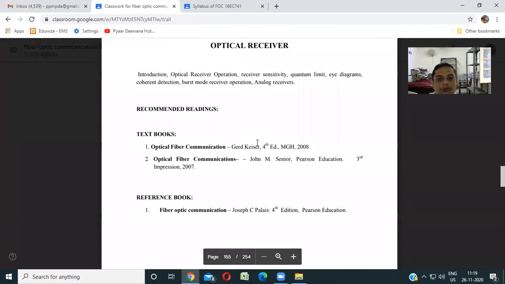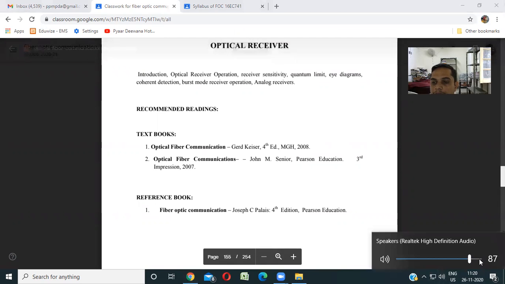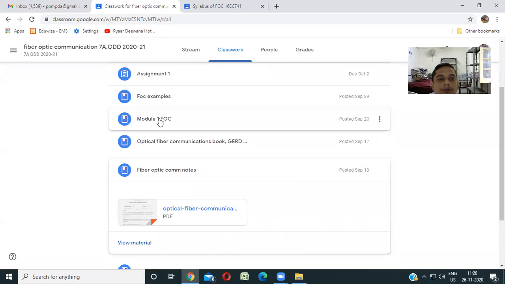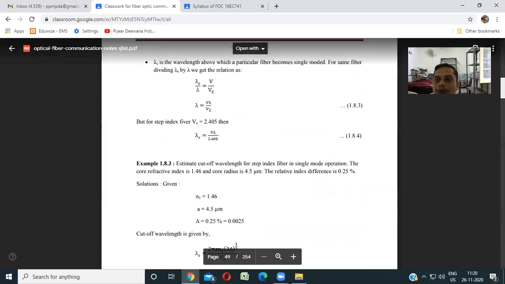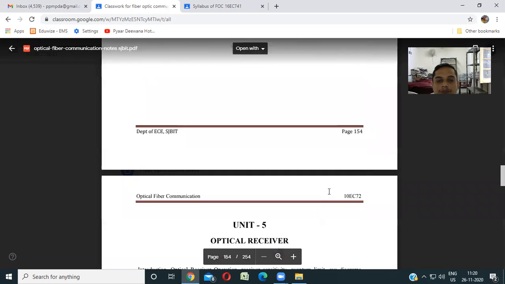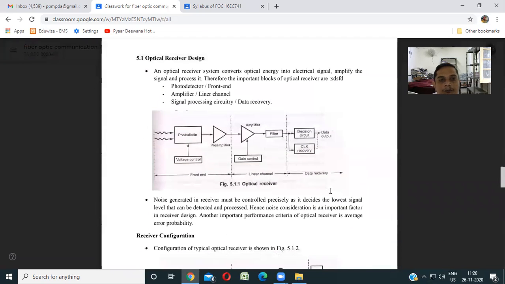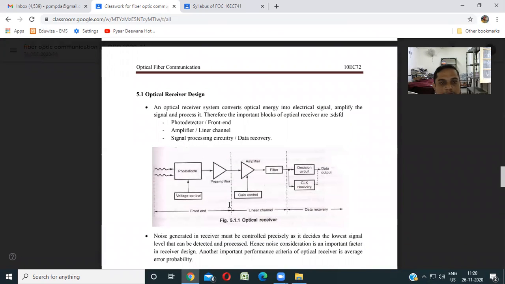Here we are discussing the optical receiver operation, receiver sensitivity, and eye diagram. So page number 154. So optical receiver design. Let us discuss the optical receiver design.